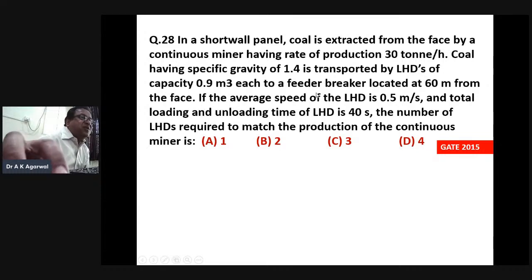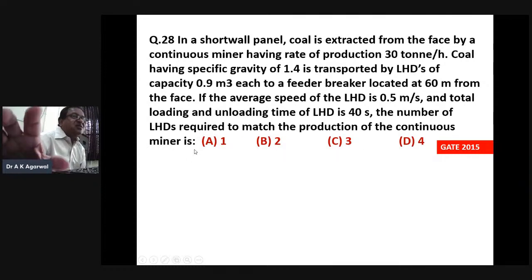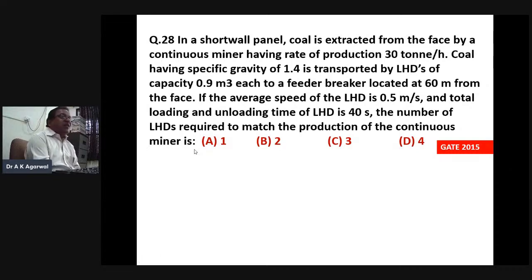If the average speed of LHD is 0.5 meter per second and total loading and unloading time of LHD is 40 seconds, the number of LHDs required to match the production of the continuous miner is? So how many LHDs will be required to deal with a production rate of 30 tons per hour?